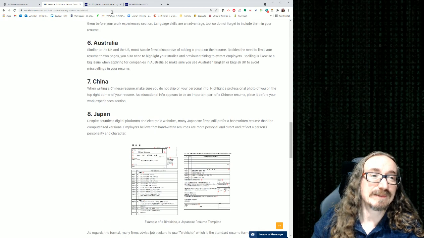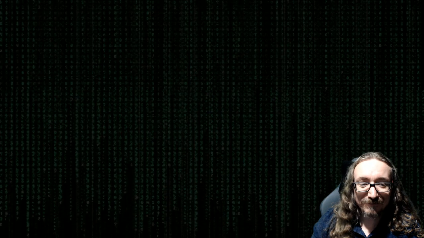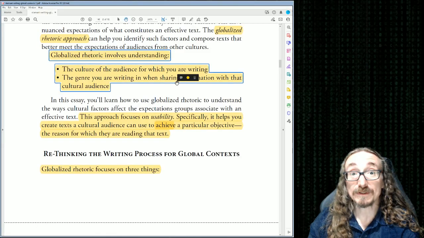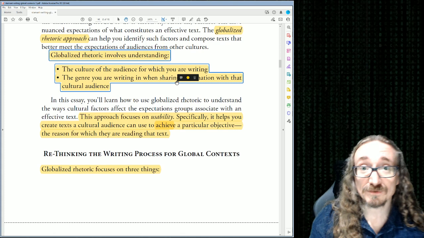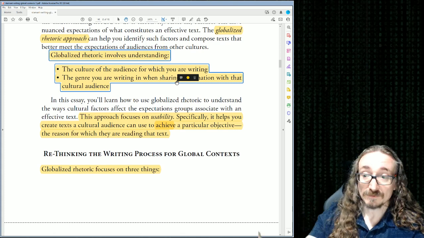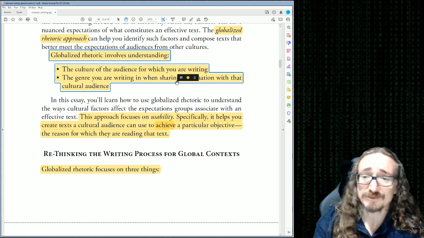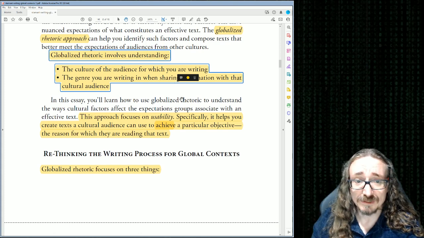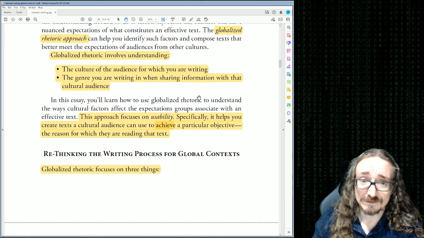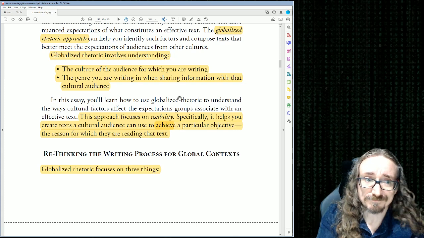But anyway, we could go on with that, but hopefully you can get the point there that you couldn't just have this one resume that you send to a Japanese employer and then a Chinese employer and a German employer. You would need to be thinking about those differences. And I'm sure there are many more than the ones that were on that little article there.